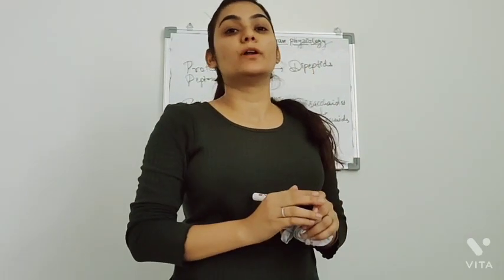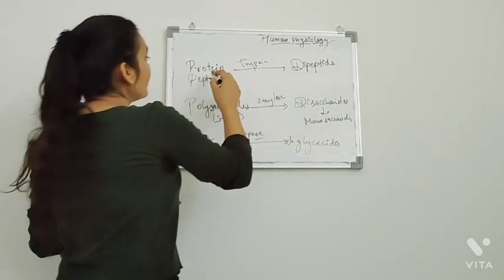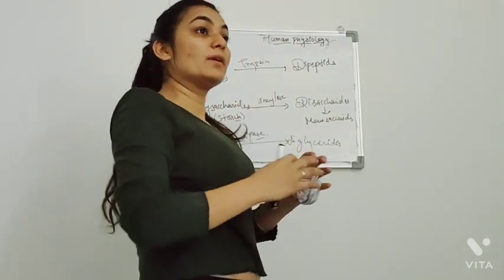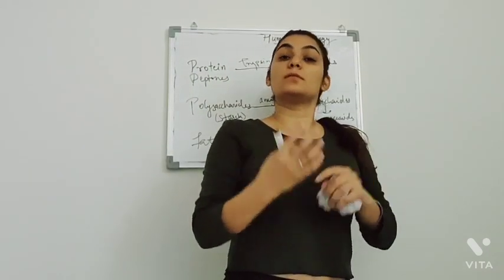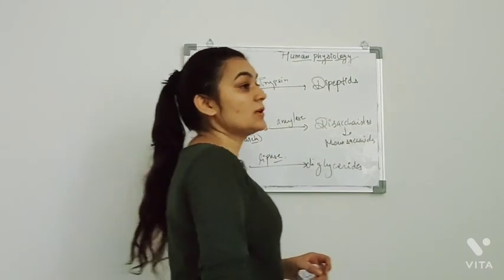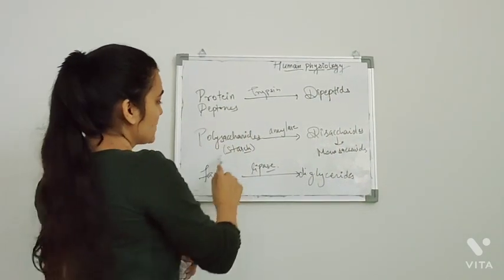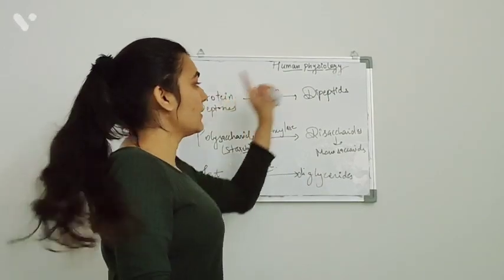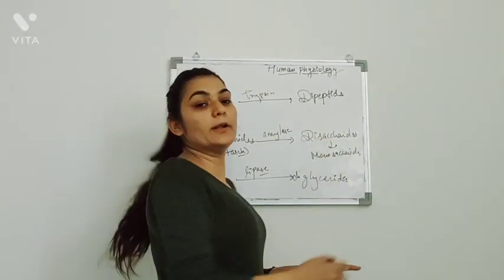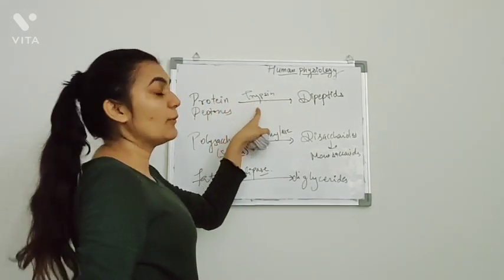Now in the intestine, there is a gland that we already discussed, the Brunner gland. The Brunner gland is present in the submucosa. In the intestine, most of the digestion occurs, that is of protein, starch and fat.